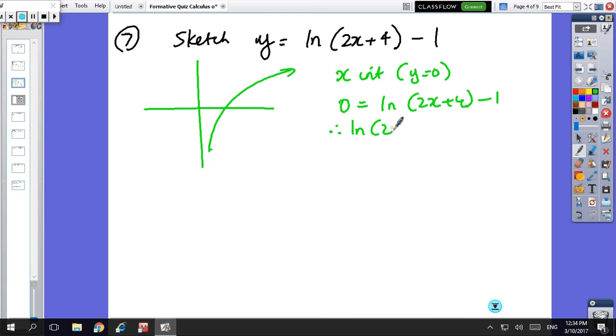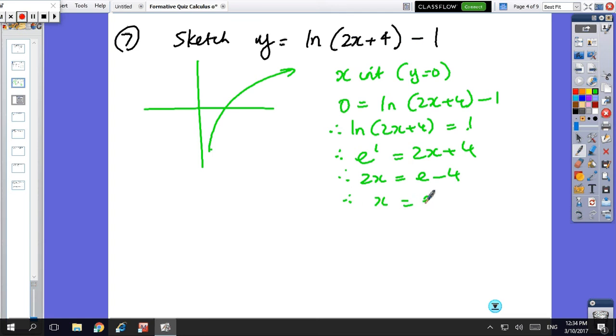So log 2x plus 4 equals positive 1. And so that's the indices. So e to the power of 1 equals 2x plus 4. So 2x equals e minus 4, so x equals e minus 4 over 2. And that's going to be a negative number. So basically what's happening is the function is being shifted that way, and then it's going to be dropped 1.